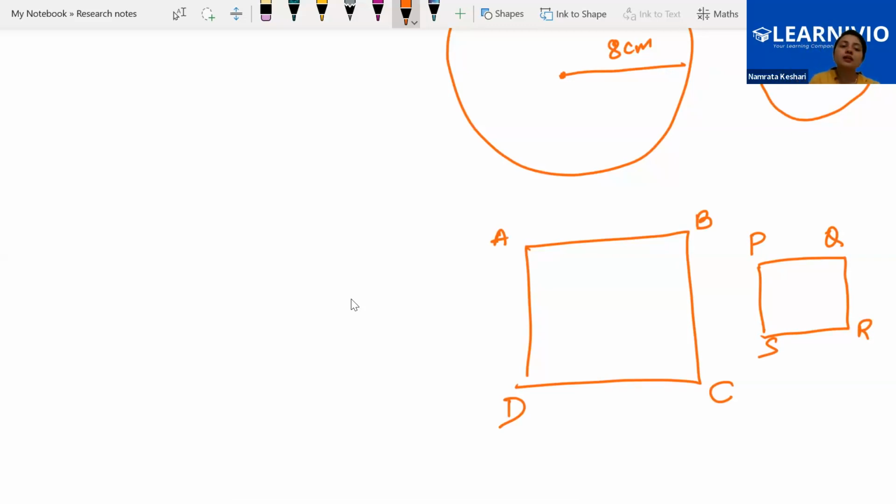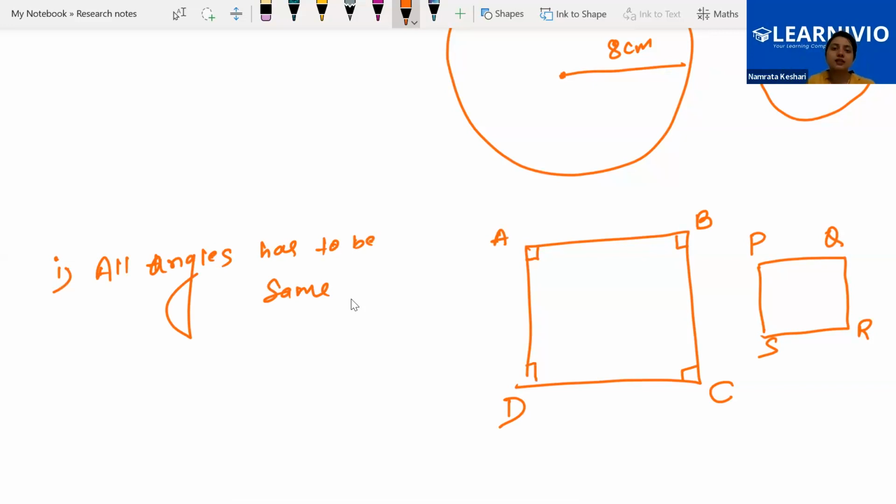What is that criteria? The first criteria is that all the angles have to be the same. All internal angles have to be the same. So here, when we are talking about square ABCD, this angle is 90, this angle is 90, this angle is 90, and this angle is 90. When we are talking about square PQRS, we know this angle has to be 90. This is 90, this is 90, and this is 90.